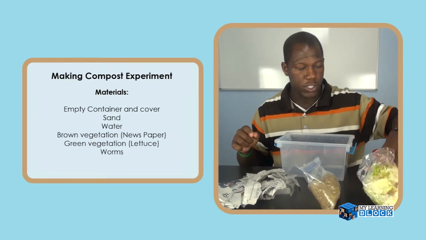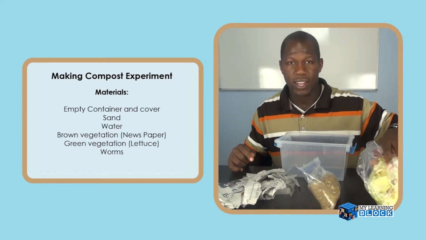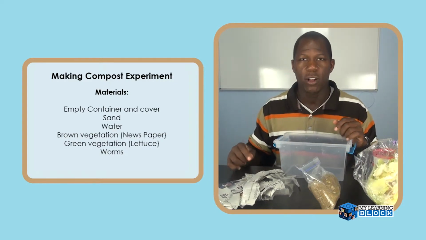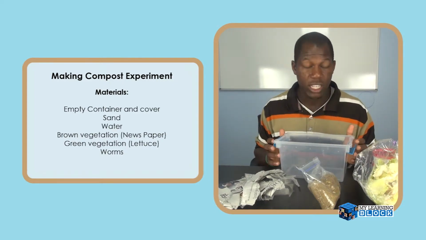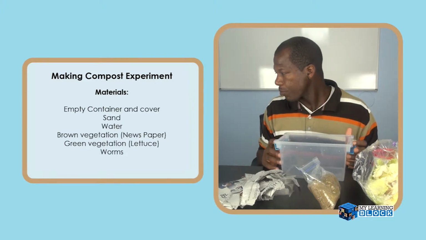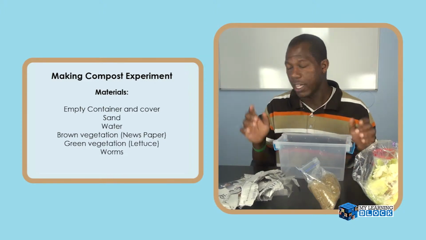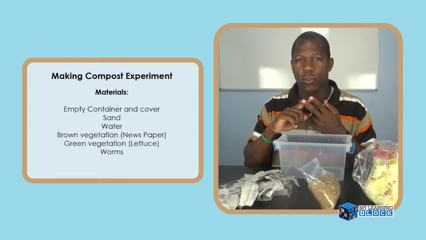And I have water through the leaves. I've allowed a little bit of water to be in there. I also have a little water that I'll put on a little later on. And then last, you need brown vegetation and green vegetation.